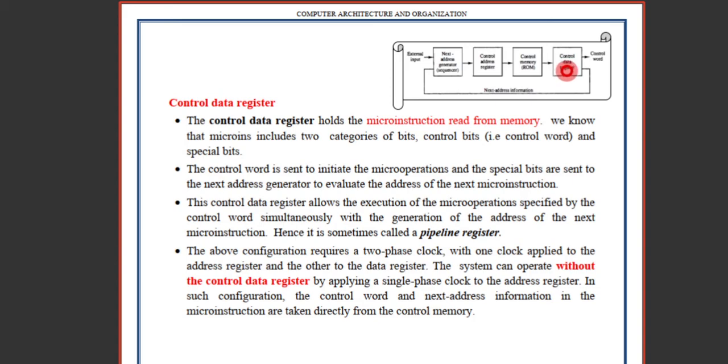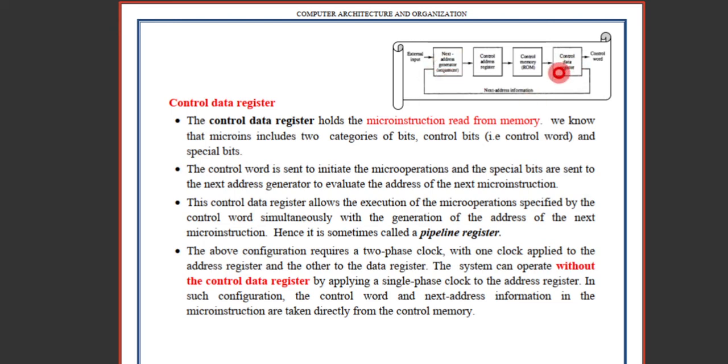We know that the micro instruction contains two categories of bits. One is control bits and another one is special bits. The control bits are also known as control word. This control word is sent to initiate the micro operations in other components of the system, whereas the special bits are sent to the next address generator to evaluate the address of the next micro instruction.